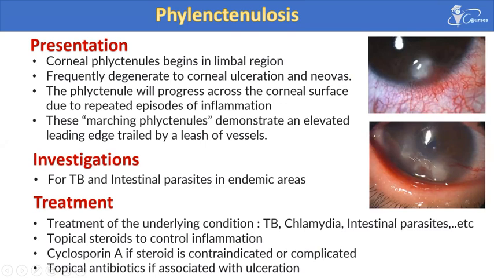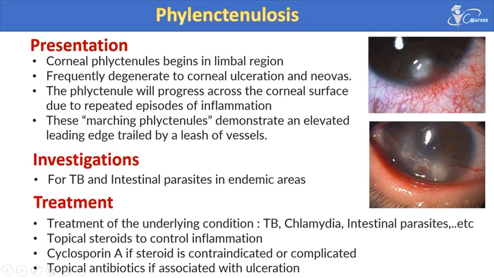And sometimes the phlyctenule will cross the corneal surface, due to repeated episodes of inflammation. And you can see that sometimes the phlyctenule will spread from limbus to limbus. They call it marching phlyctenules, as if they are marching, as if they are walking. So they walk across the cornea from limbus to limbus, and they have a tail of blood vessels.